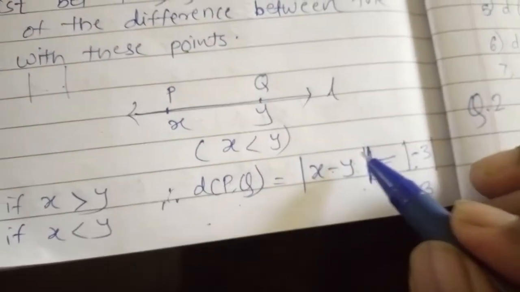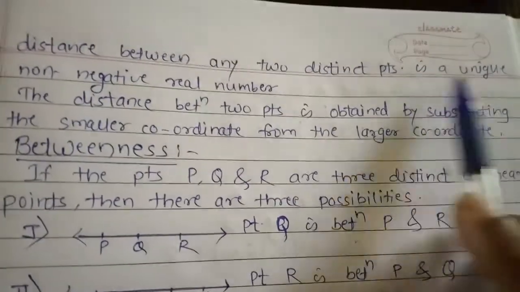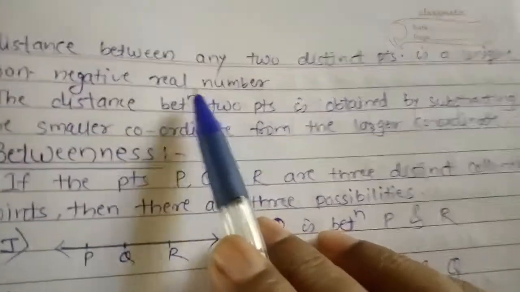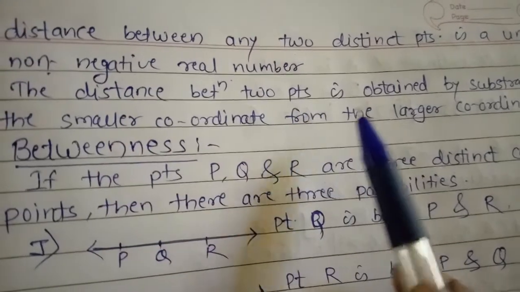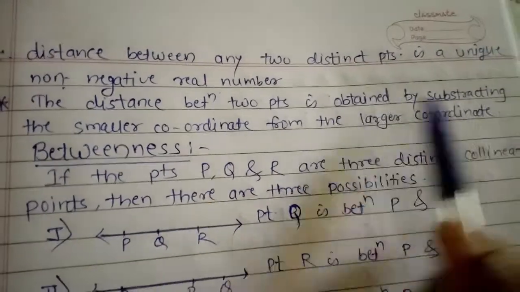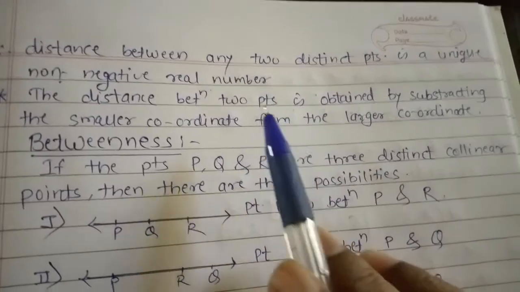And remember that the distance is always positive. So the distance between any two distinct points is a unique non-negative real number. Non-negative real number means what? It is a positive number. So the distance between 2 points is obtained by subtracting the smaller coordinate from the larger coordinate.